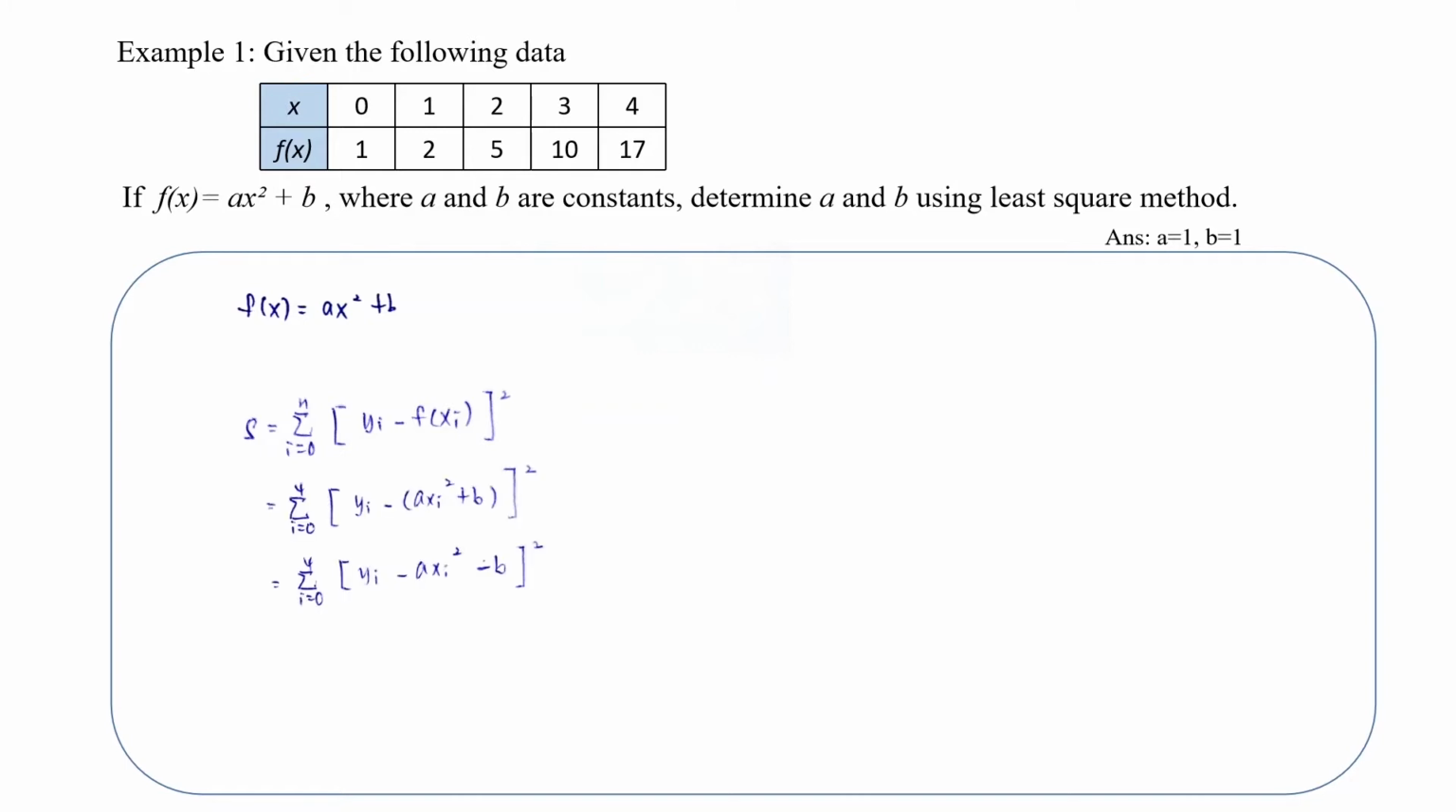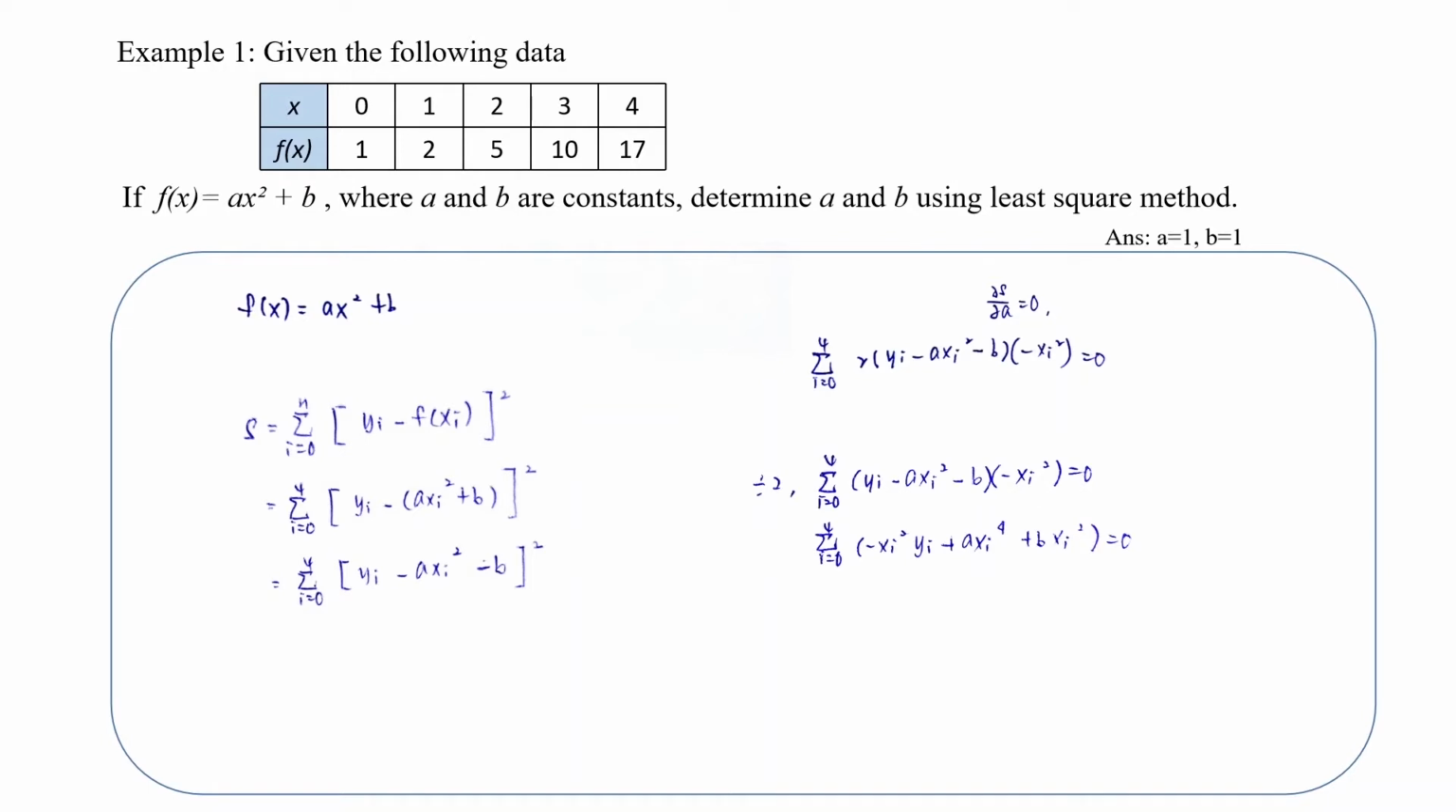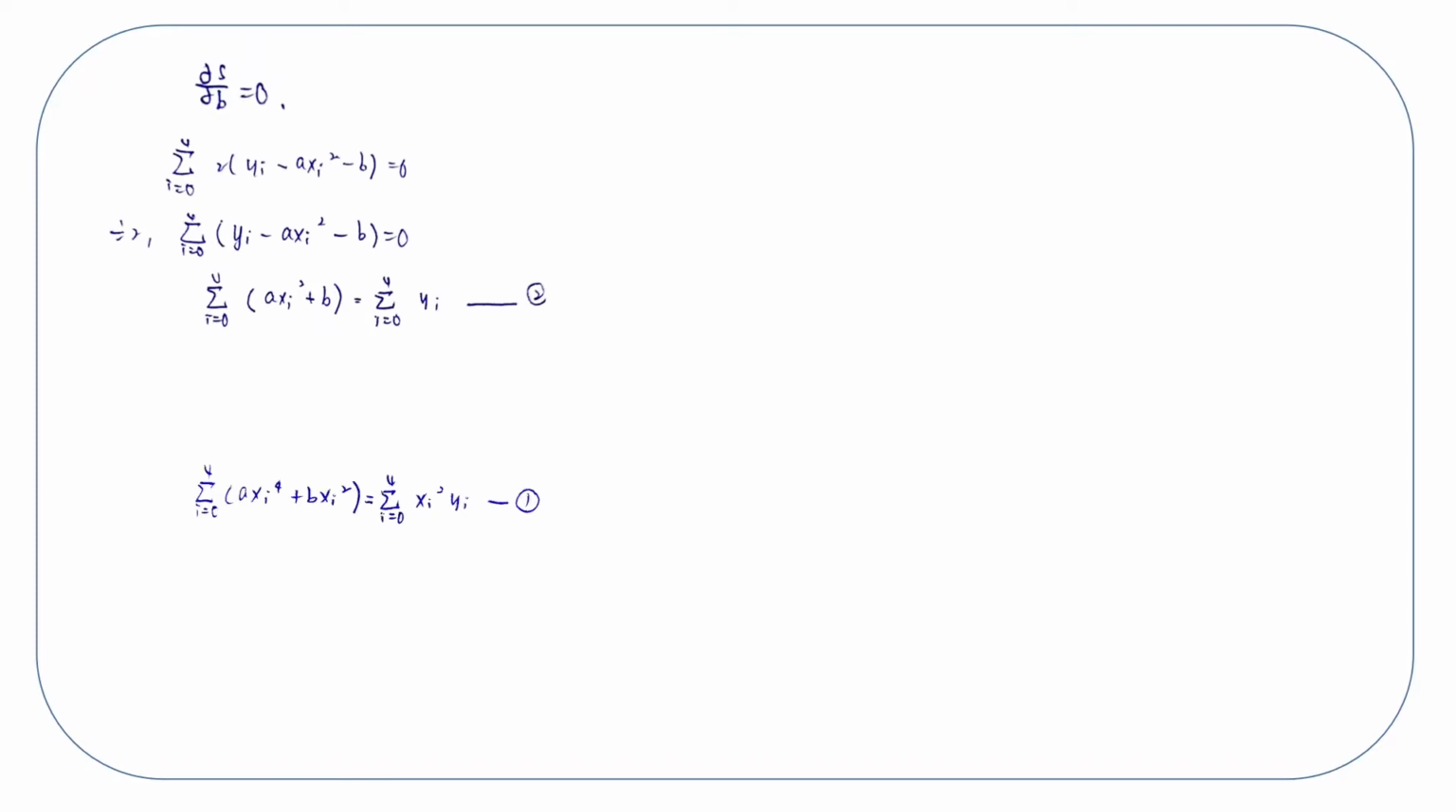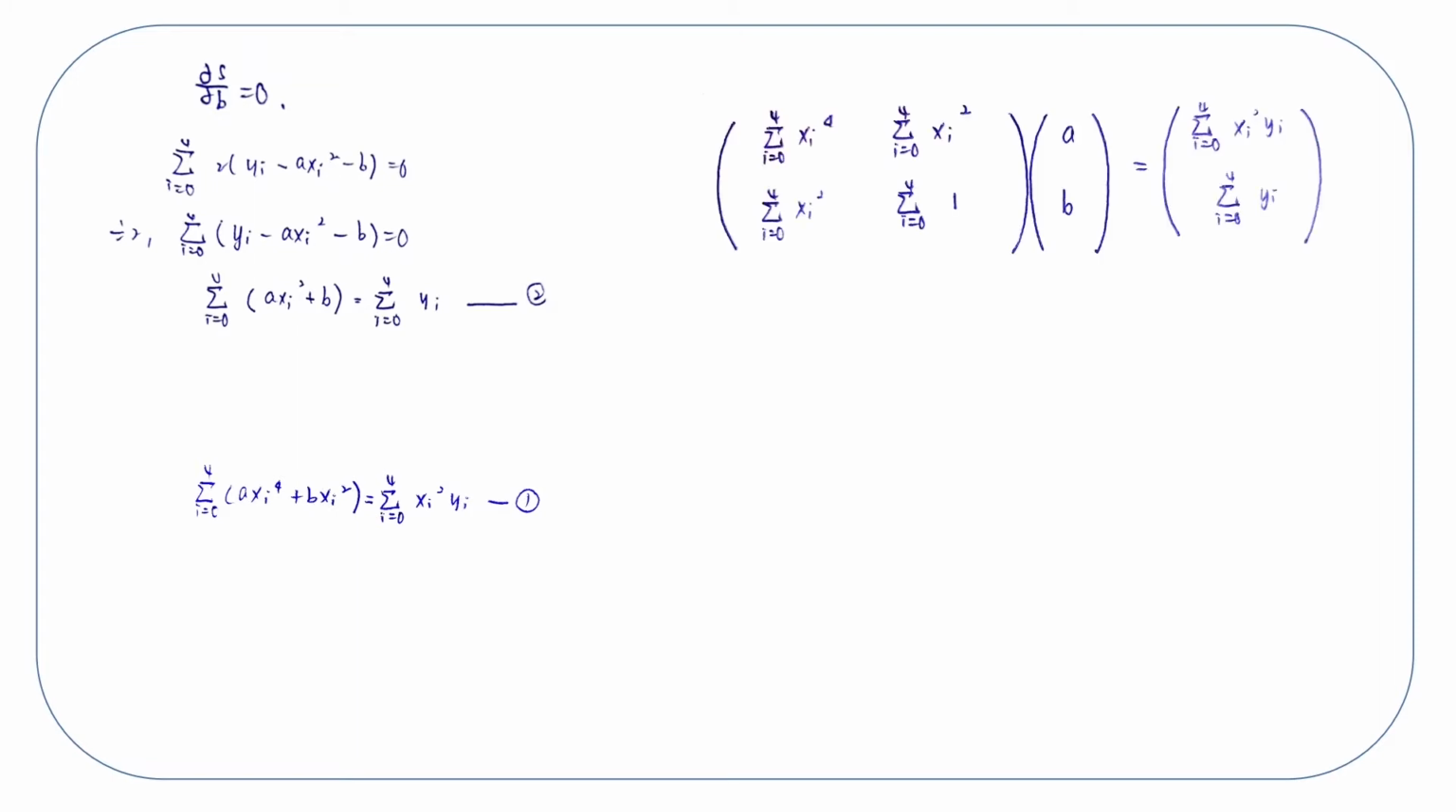Then S is minimum if del S over del a equals 0, so we differentiate S with respect to a, divide by 2, and then expand it and arrange it to get the first equation. Then we proceed to differentiate S with respect to b equals 0. Then we arrange it to get the second equation. So now we have these two equations. We arrange them into the matrix form.